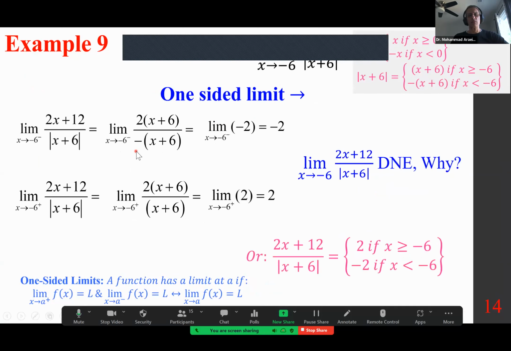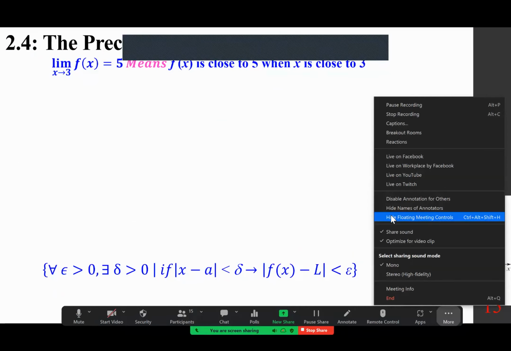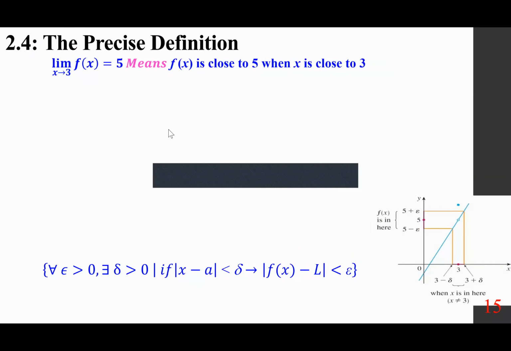So that's what we've done so far, and we're going to move on to the new stuff. The precise definition.